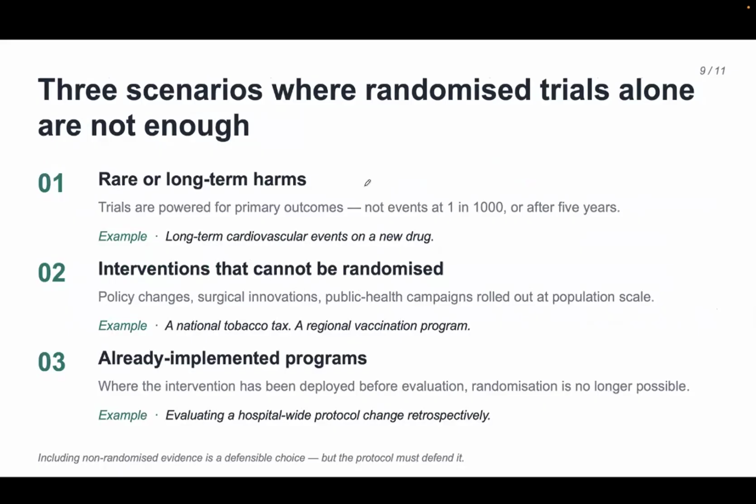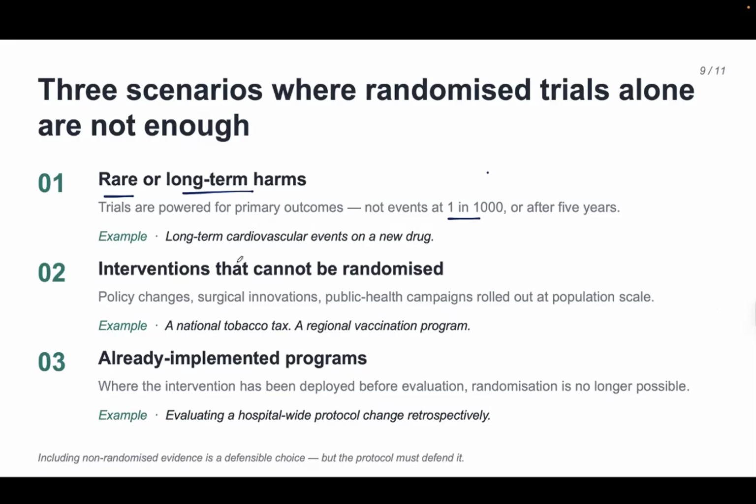There are situations where randomized trials alone will not answer your question, and you need to consider non-randomized studies, and there is no shame in considering them. The classic case is rare or long-term harms. If you want to know whether an intervention causes a serious adverse event that occurs in 1 in 1,000 patients, you will never see it in a 200-patient trial. You need observational data: cohort studies, registry-based data, population-based data.